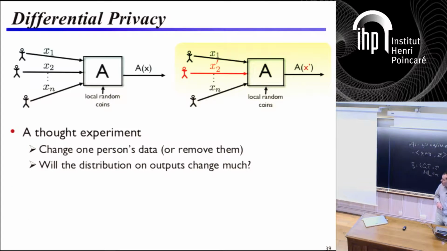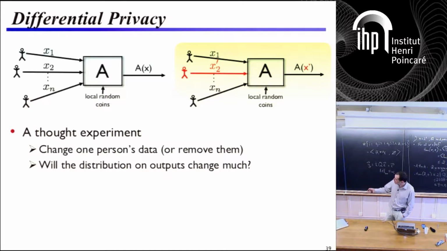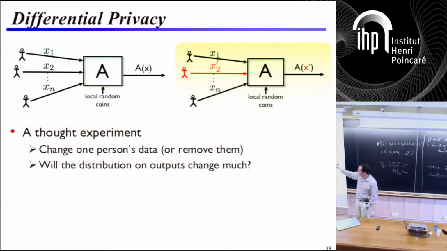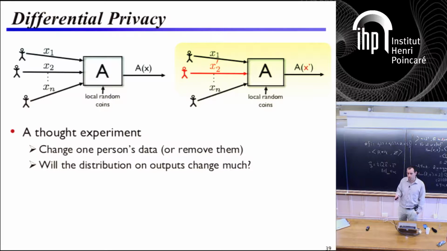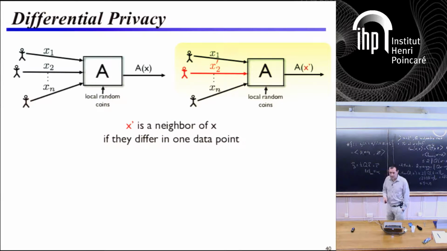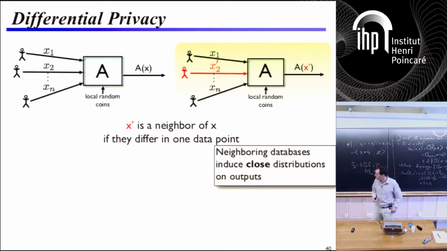To pin down the definition, it helps to have a thought experiment in mind. Imagine we start with our data set and change one person's data, or just remove that person entirely from the data set. For this talk, the difference between these two models won't matter much, and I'll use one or the other depending on which is more convenient. The question we ask is, when we make this change, how does the distribution on outputs, this random variable A of x that now becomes A of x prime, change? We'll say that data sets x and x prime are neighbors if they differ in one person's data. The basic requirement is that neighboring data sets should induce close distributions on outputs.